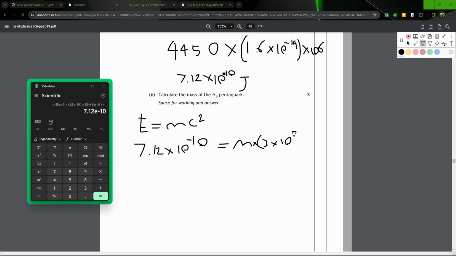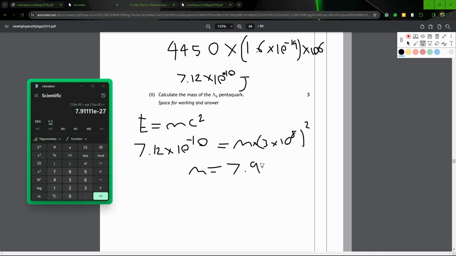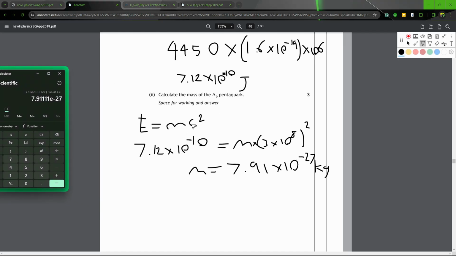E equals mc squared is such a good equation. There's so little to do on it. So I'm just going to divide this by the square of the speed of light, and then we'll get the mass. So divide that by brackets 3 times 10 to the 8, and then square it. That will give us this number, and that's our answer. 7.91 times 10 to the negative 27 kilograms. So yeah, quite light. And there we go.